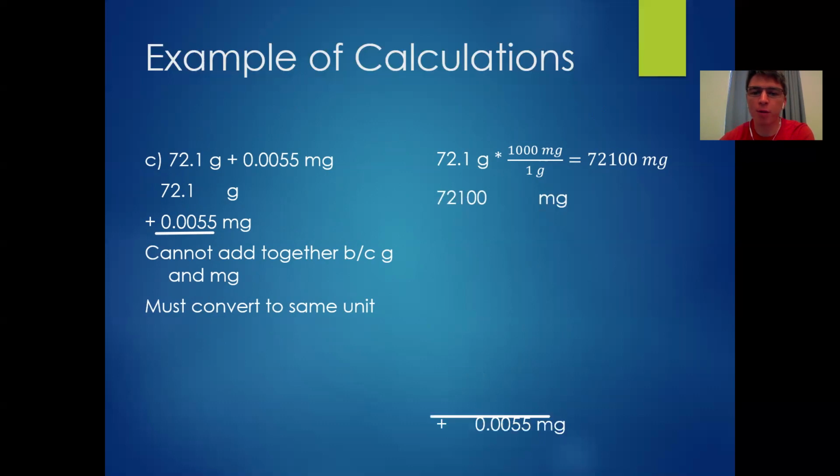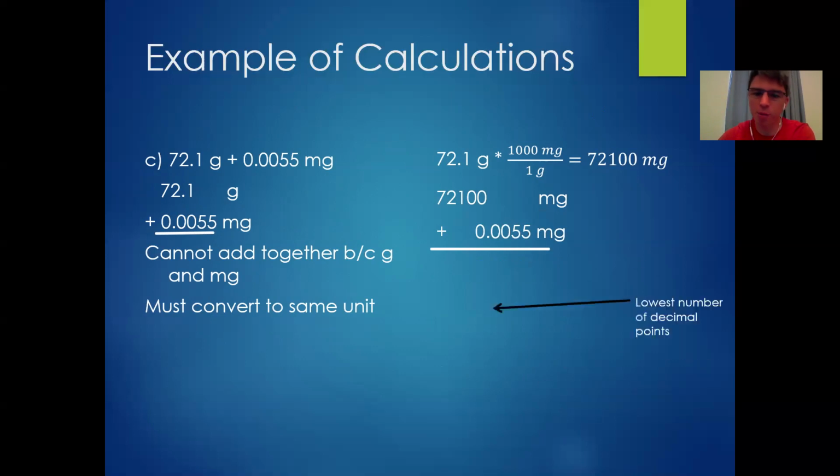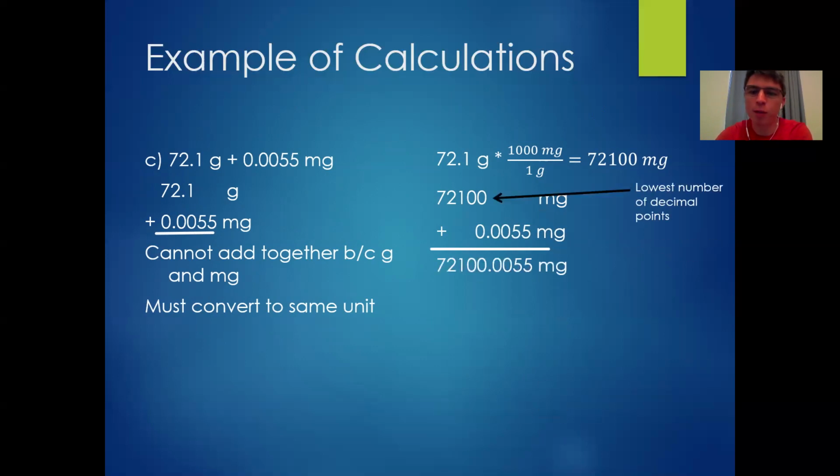So 72100 milligrams plus 0.0055 milligrams. We do the math, and we get this really long answer. Our top number has absolutely no decimal places, meaning our answer needs to be rounded to 0 decimal places. So we get this really long answer, and we're going to round it before the decimal point. It's not allowed to have any decimal points. So this will round to 72100 milligrams.